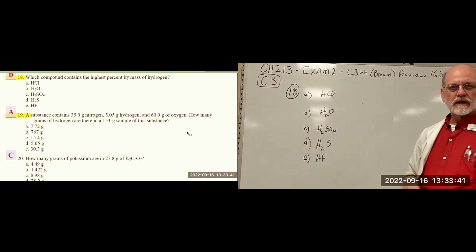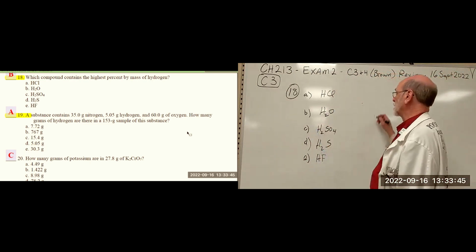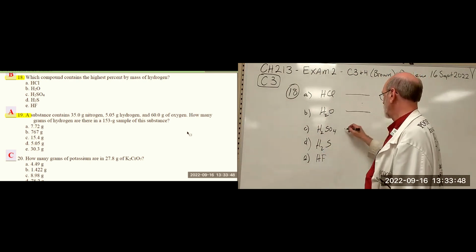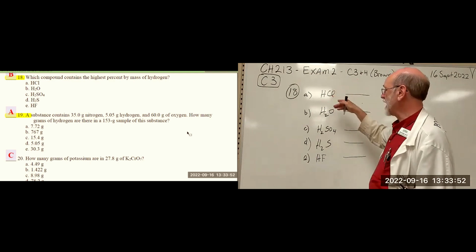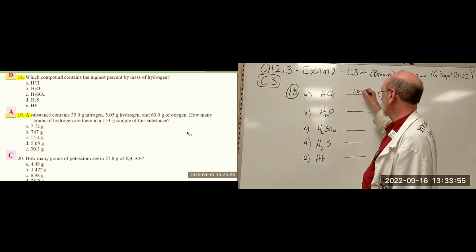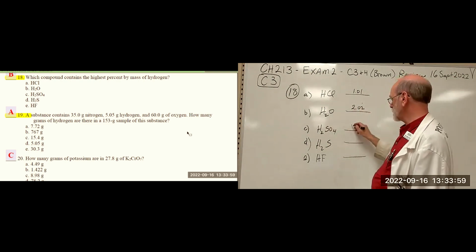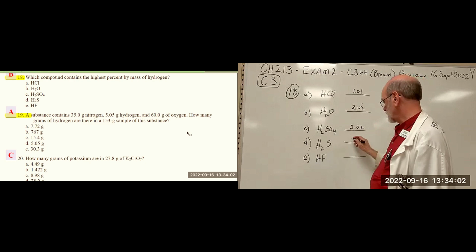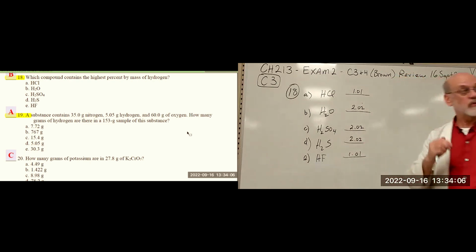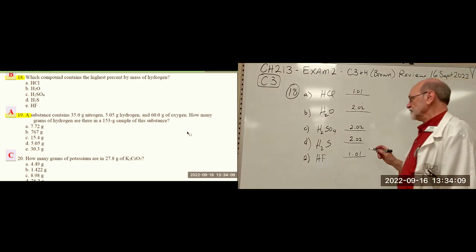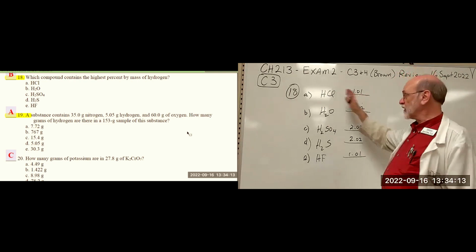Okay. Highest percent by mass. So we know how to calculate percent by mass, don't we? What we need on top is how much hydrogen is in there. Well, this is 1.01. This is 2.02. Two hydrogens, two more, and one more. That's the numerator. The denominator is the numerator plus whatever's left.